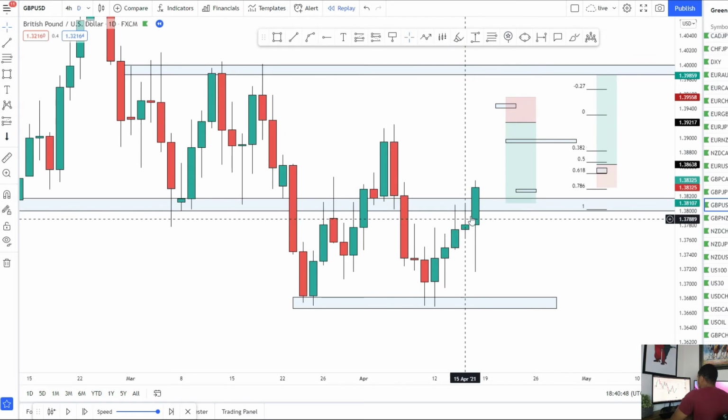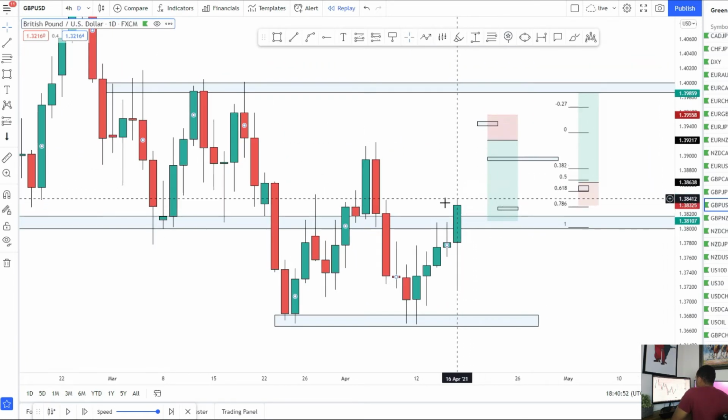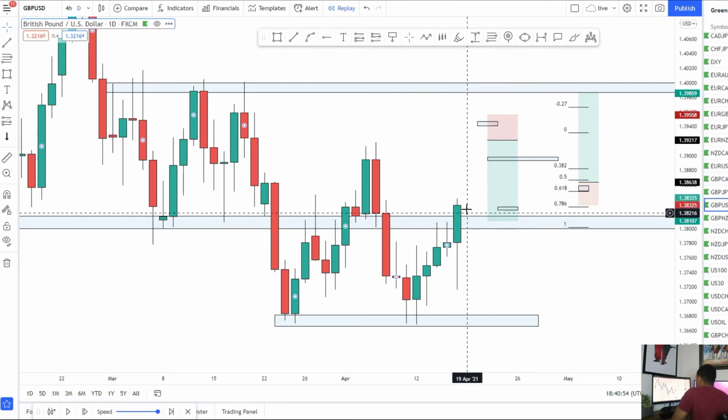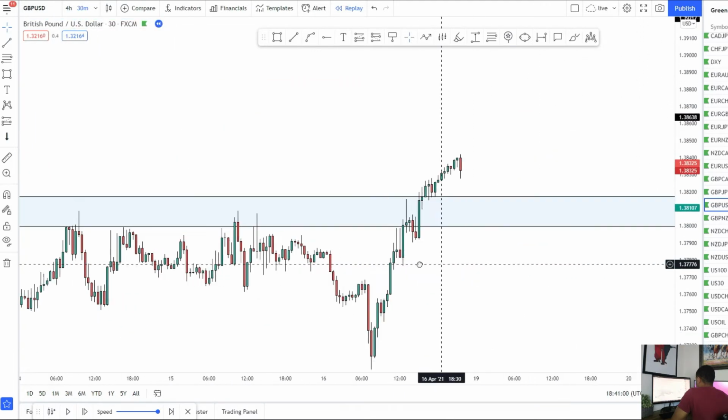So we're not looking for a wick or anything, just looking for a strong close above. And now since we got that strong close above on the daily, we're looking for our continuations back up into that level there. So drop to the 30-minute. All we are is looking for a retest.